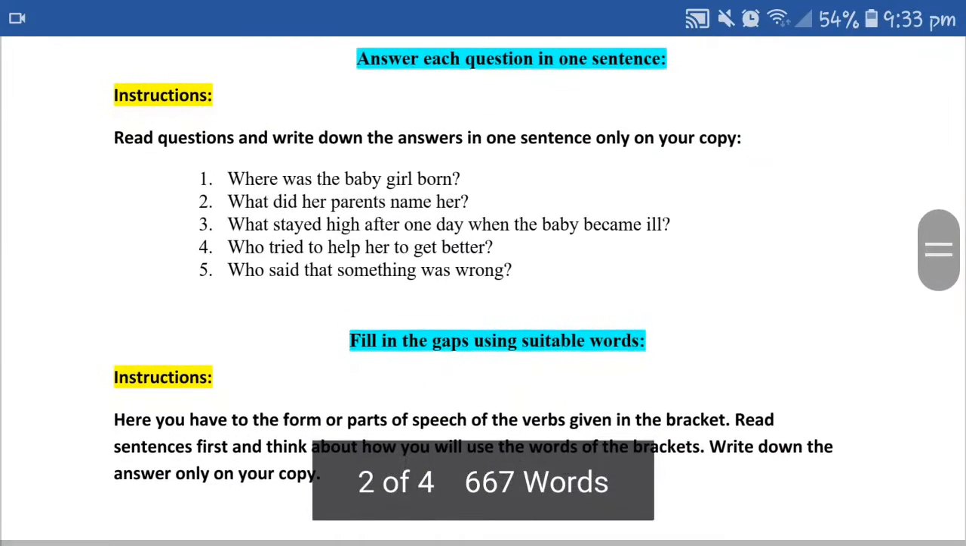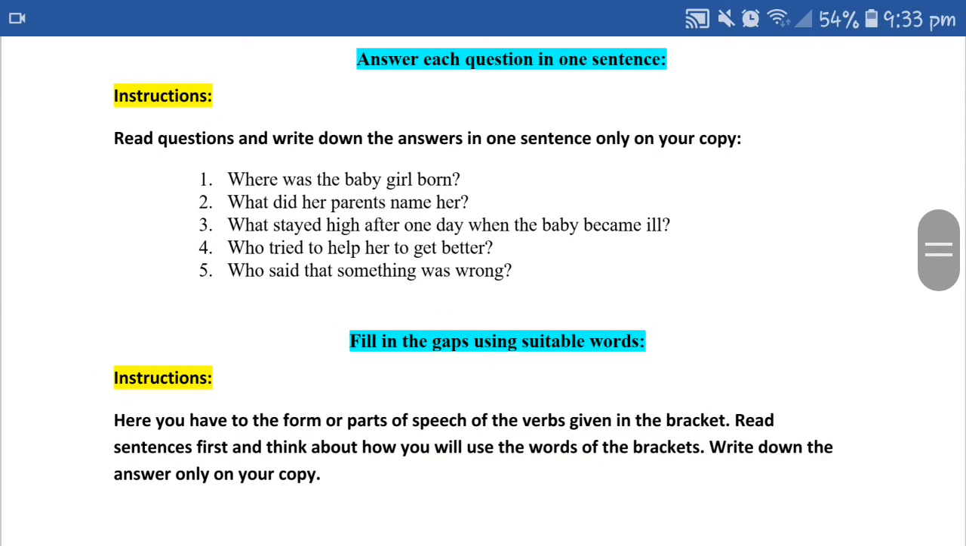Now let's talk about how to answer one sentence answer. We already know that. Just write down the answer. Please do not write the question on your answer script. Okay.